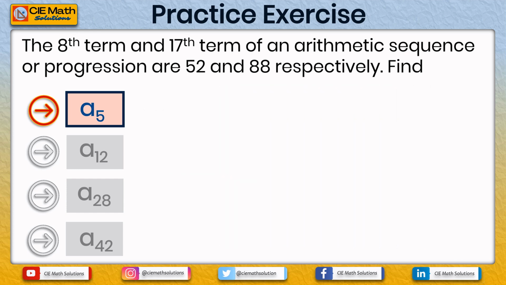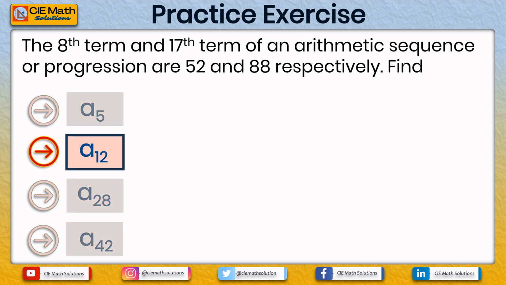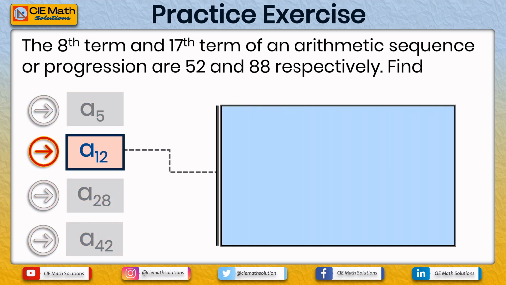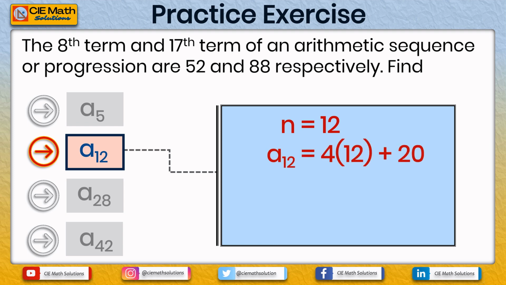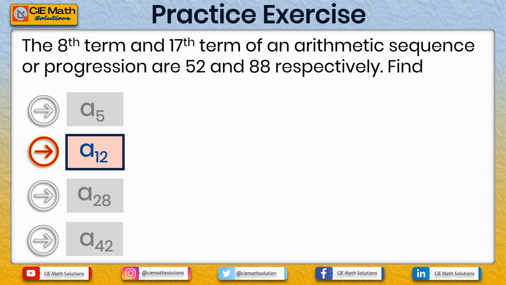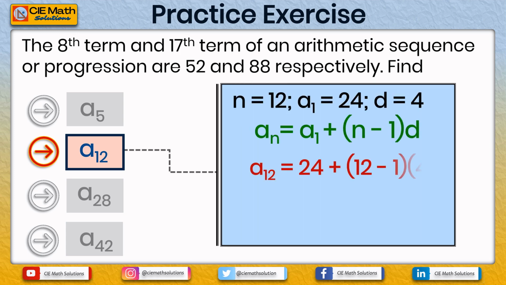For the second item, which is A12, or the 12th term, the value of n is equal to 12. Substituting these in the general rule, we will then have 4 times 12 plus 20, which is equal to 48 plus 20. That means our 12th term is equal to 68. Using the second method, we will then have A12 is equal to 24 plus 12 minus 1 times 4. Simplifying this will give us 24 plus 44, which is still equal to 68.